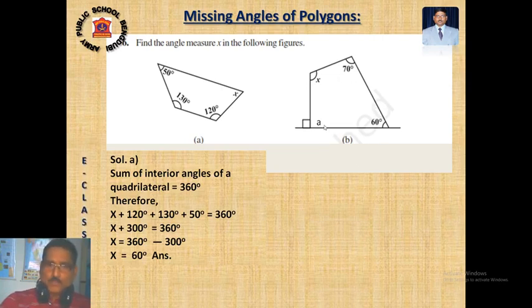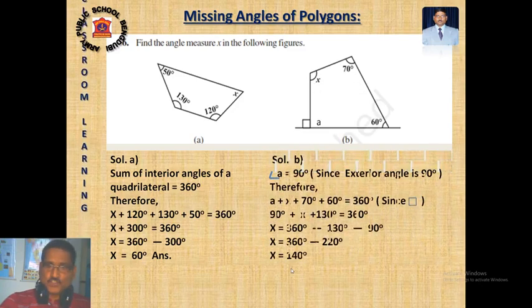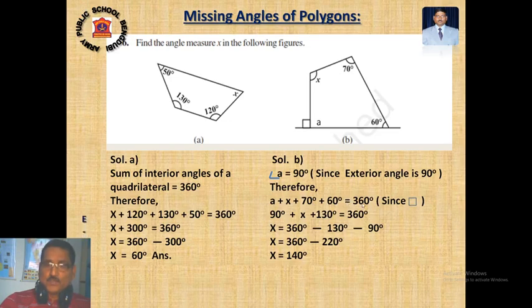I will find out. This A is 90 degrees. So this plus this plus this plus this equals 360 degrees. A is equal to 90 degrees, since the exterior angle is 90 degrees, the interior angle must be 90 degrees. Now A plus x plus 70 plus 60 equals 360 degrees, since it is a quadrilateral. Now 90 plus x plus 130 equals 360 degrees, or x is equal to 360 minus 130 minus 90. Clear? So after subtraction, I am getting x equals 140 degrees. So here x refers to 140 degrees.